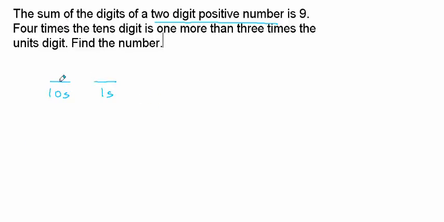It's given that the sum of the digits is 9. So let's say the number is x on the tens digit and y on the ones digit. So it's given that x plus y is equal to 9. 4 times the tens digit, or 4 times x, is 1 more than, 1 plus, 3 times the units digit, 3y. These are our two equations, equation 1 and equation 2.